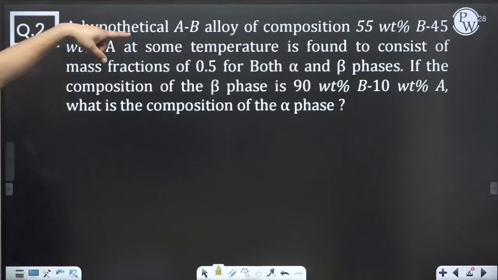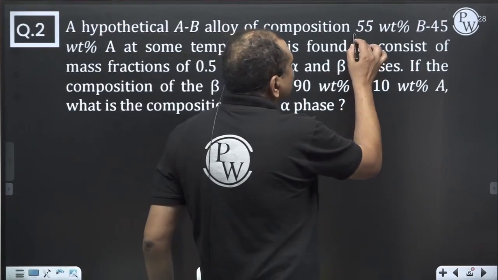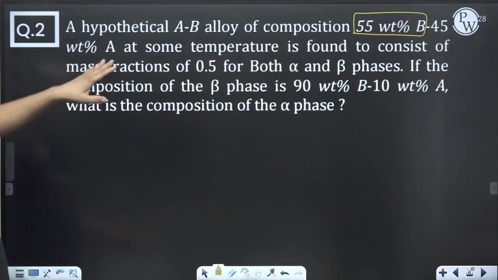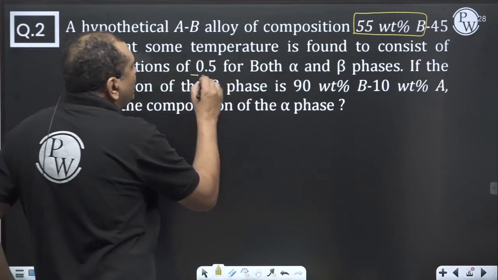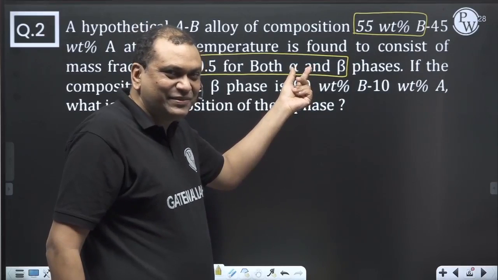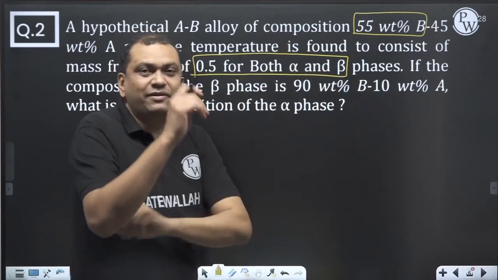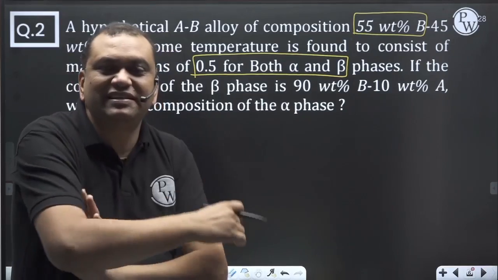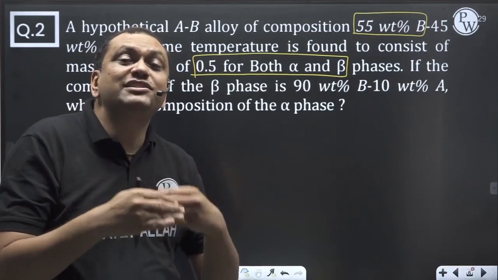A hypothetical AB alloy of composition 55 weight% B, we will take only B%, because 55 weight% B is nothing but the remaining percentage of A. So we will not focus on that. At some temperature it is found to consist of mass fraction of 0.5 of both alpha and beta. In the solid state, if there are two phases, alpha and beta, like the previous problem, it is the second type of phase diagram, that is partial solid solubility.